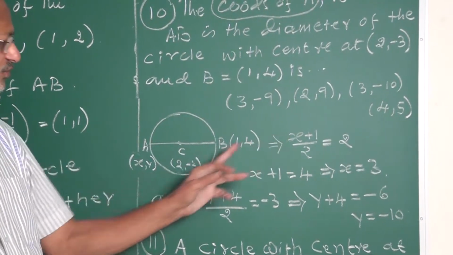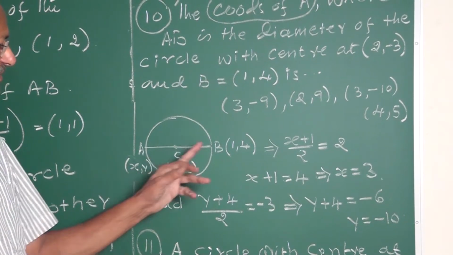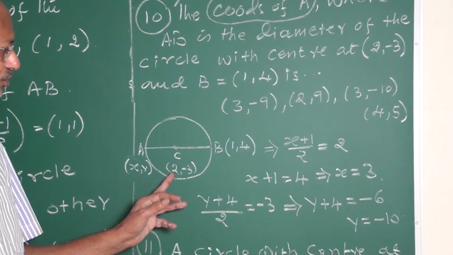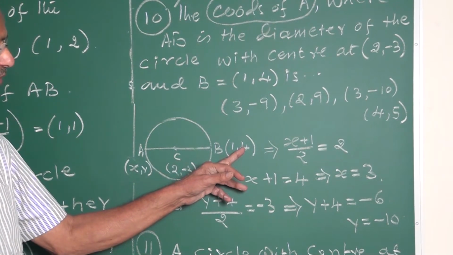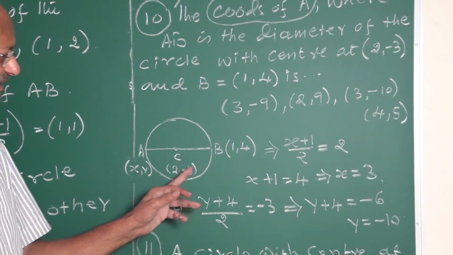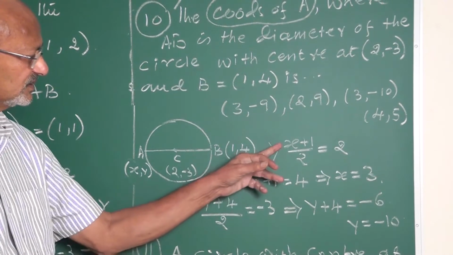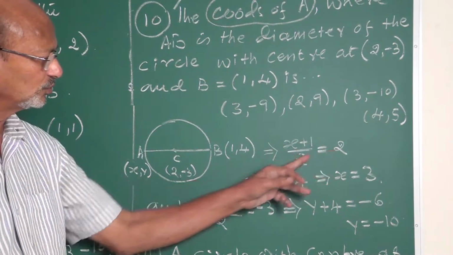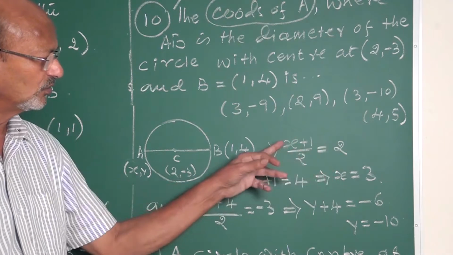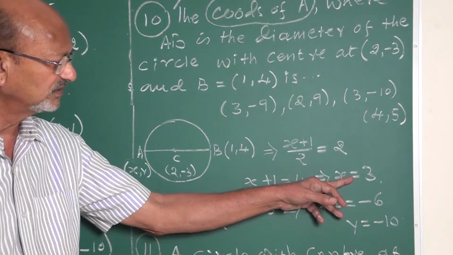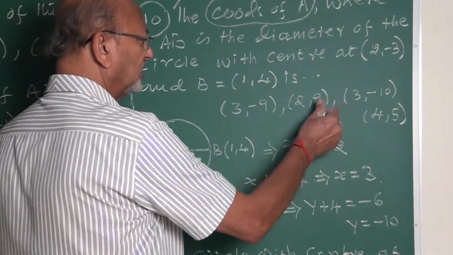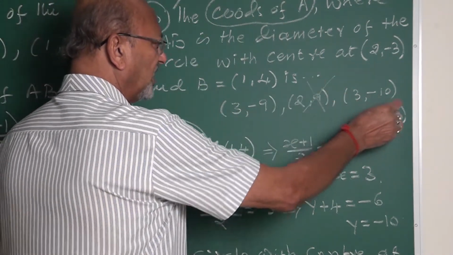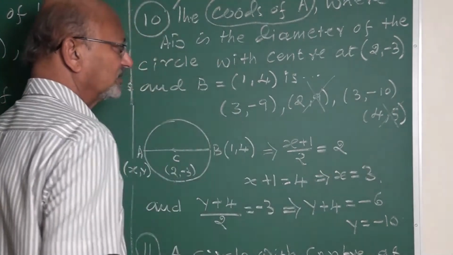Yes. (x plus 1) divided by 2 equal to 2, and (y plus 4) upon 2 equal to minus 3. Take this. (x plus 1) by 2 equal to 2. x plus 1 is 4. What is the value of x? 3. Value of x is 3. 3 is there in the first option and third option. Now this is not the answer.